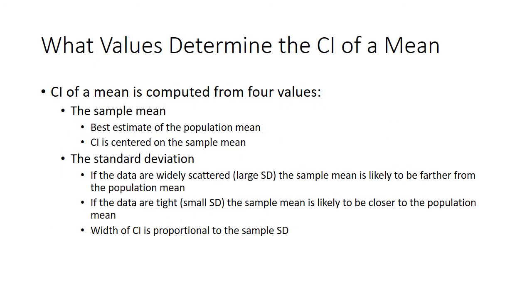So that confidence interval of a mean is going to be computed from 4 values. First off is the sample mean. This is our best estimate of what the actual population mean is, because this is what we actually measured. We took those 12 people or those 130 people and actually measured to see what we think. We know what the sample mean is, certainly, but this is our best estimate of what the population mean is. And so again, the confidence interval is always going to be centered around that sample mean.